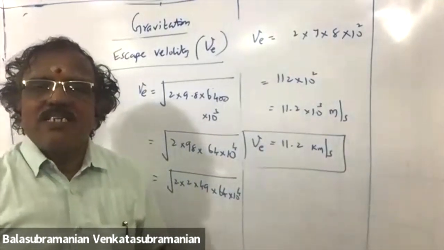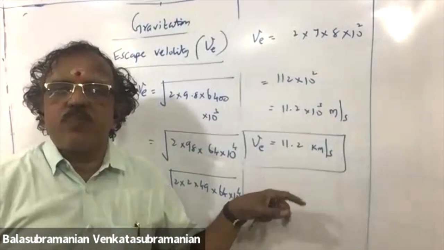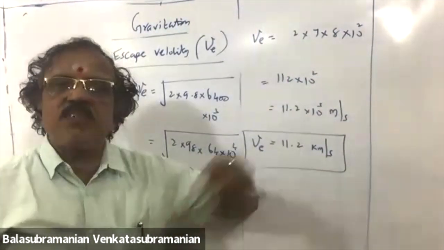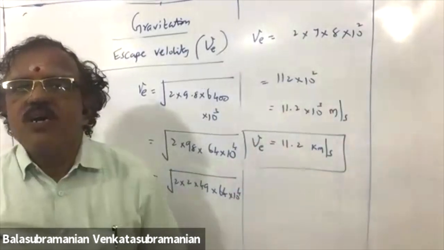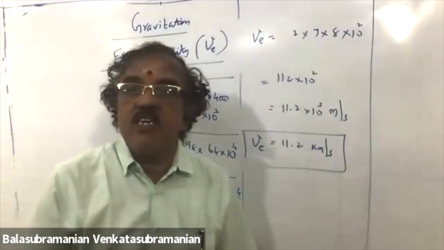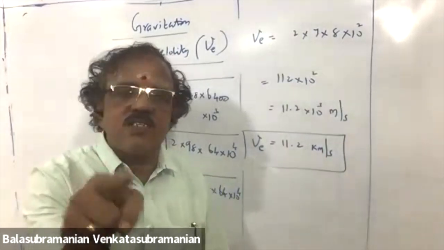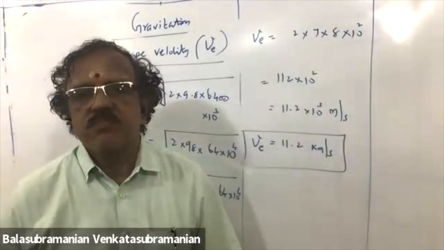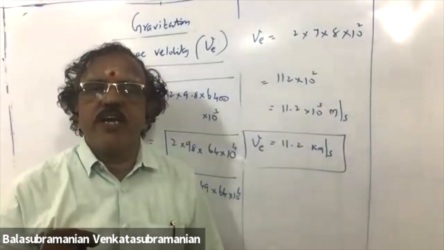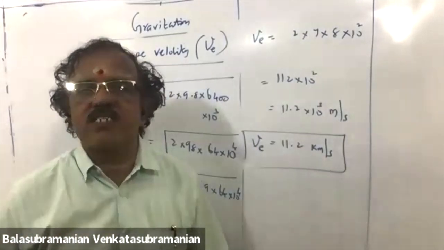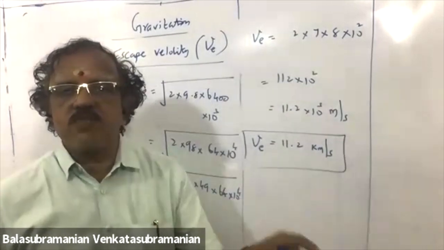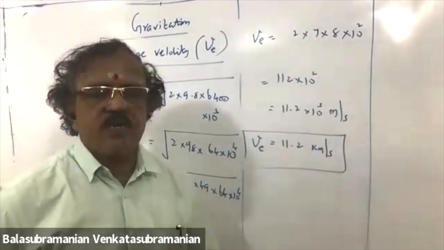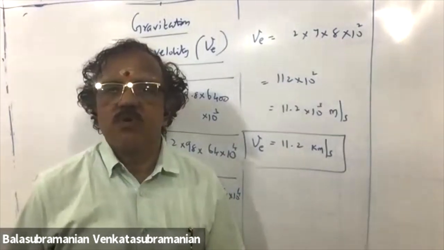So the escape velocity or escape speed is the velocity with which the body moves away from the surface of the earth, 11.2 kilometers per second. Any speed or velocity less than this, the body will come down. If you want to project the body to escape outside the gravitational field, you should project with a velocity of 11.2 kilometers per second. Okay, next.